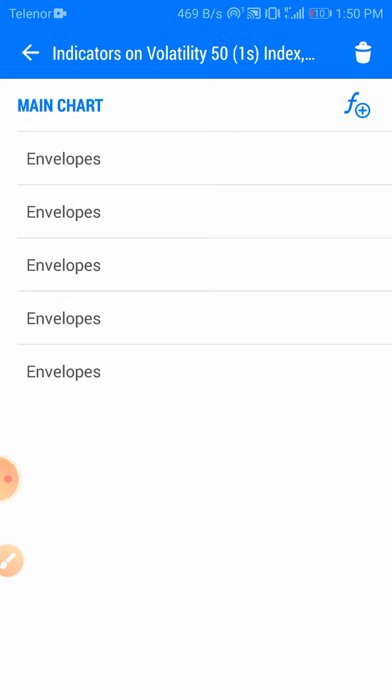Today I'm going to show you an awesome strategy based on Envelopes, and this strategy is really awesome. You need to set up this strategy on your MT5 trading mobile and also on the PC trading terminal. If you want to use it on PC, it's really awesome. If you want to use it on a mobile device, no problem. You can use this strategy.